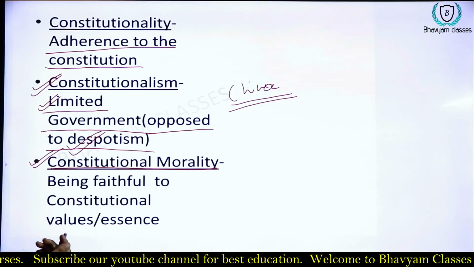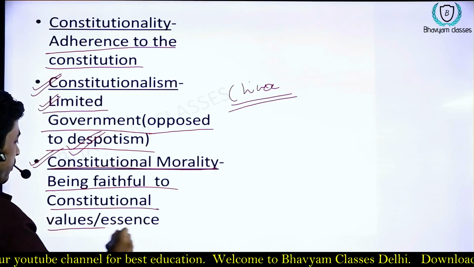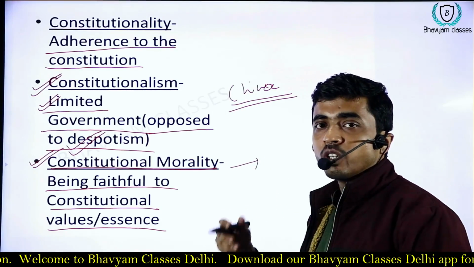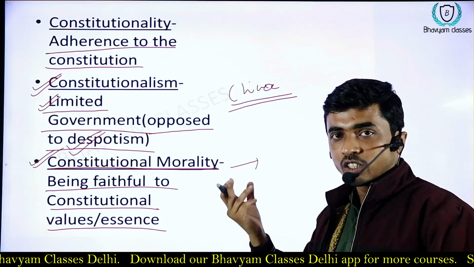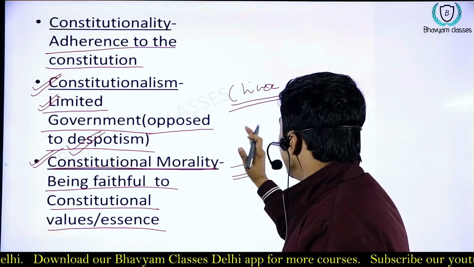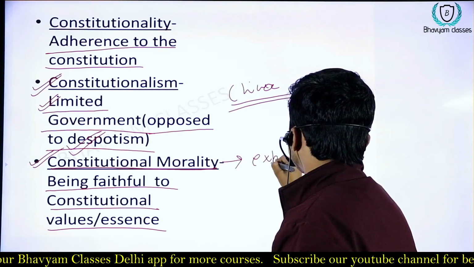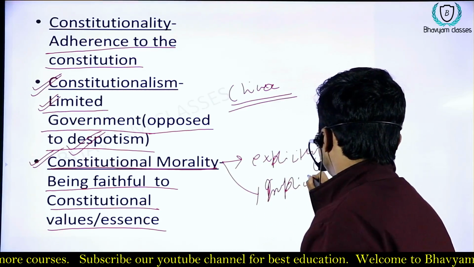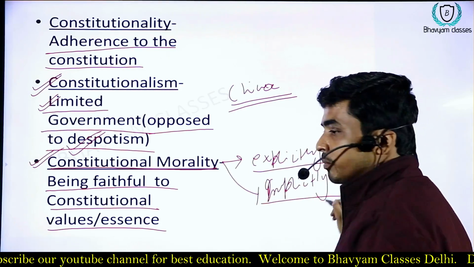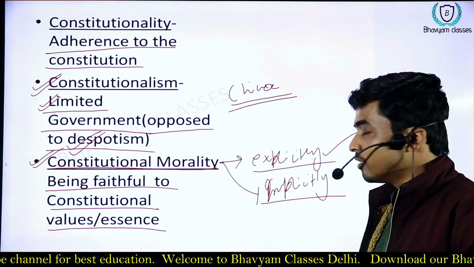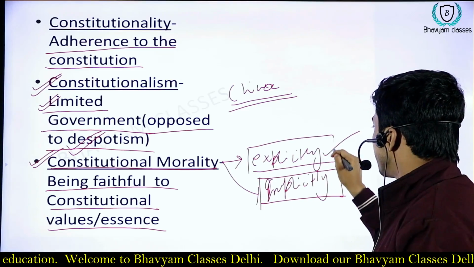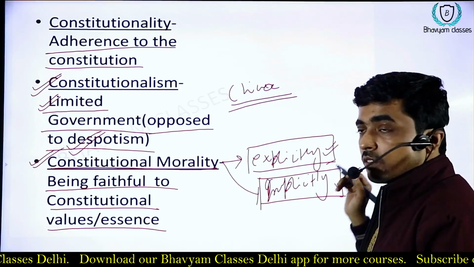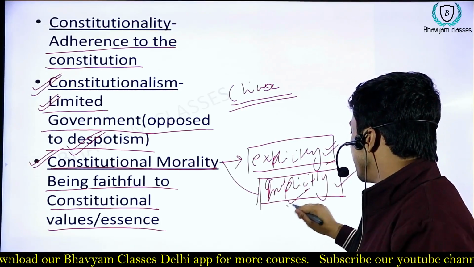Constitutional morality means being faithful to the constitutional values. We all know the world is changing so fast, so something would have been missed by the framers of our constitution. Something would have been written in our constitution explicitly, and something implicitly. Explicitly means clearly, and implicitly means that the tenets or principal values are there, but they are not written clearly.